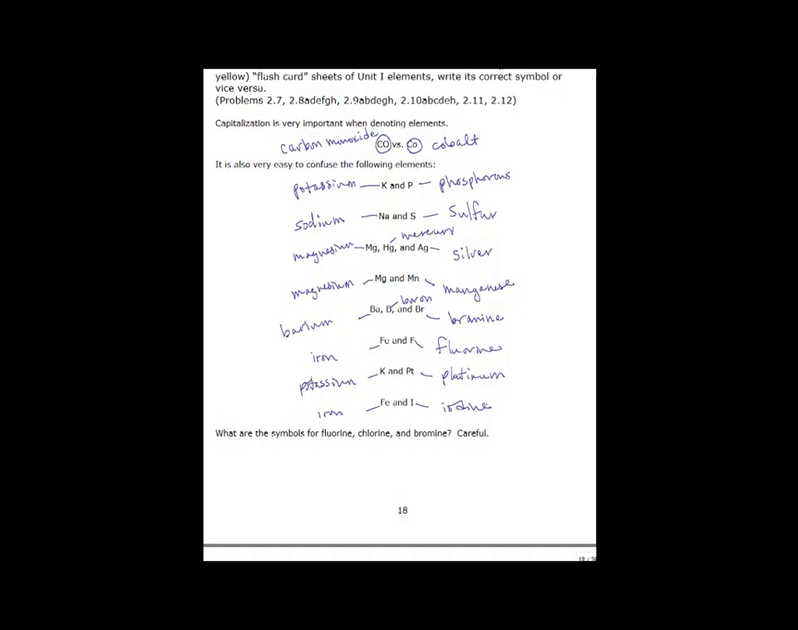So I want you to write the symbols for fluorine, chlorine, and bromine. So fluorine is just F. Chlorine is Cl. Bromine is Br. What happens a lot of times when I ask this question, students will often put that fluorine is Fl. So be careful with that.